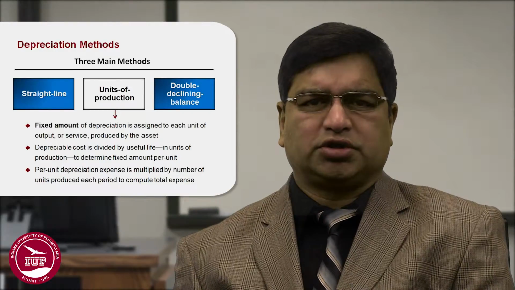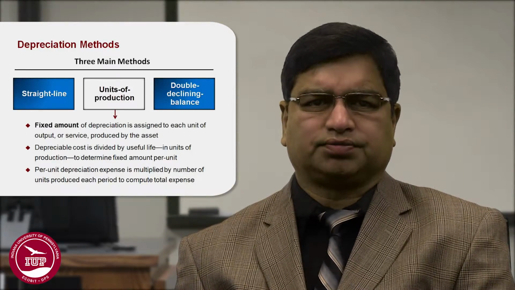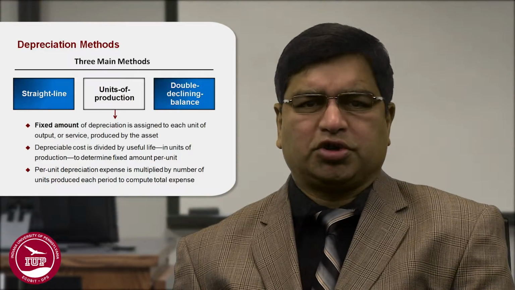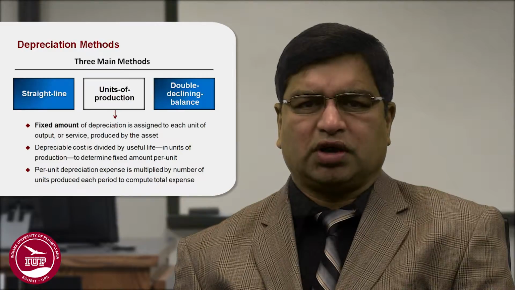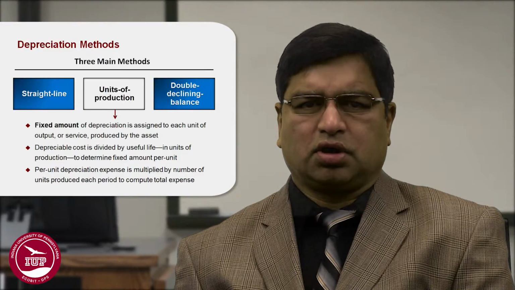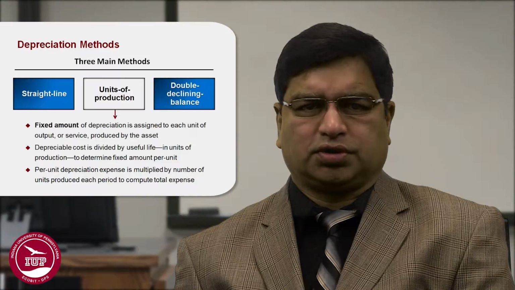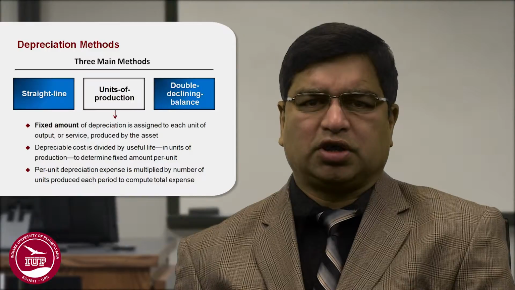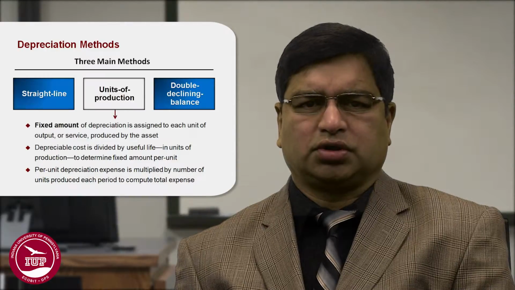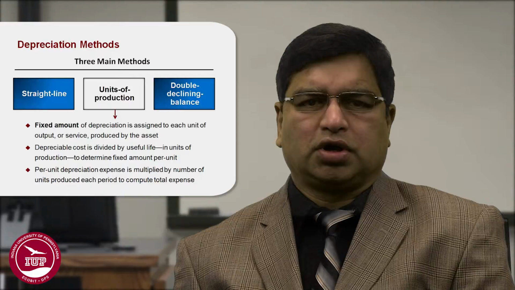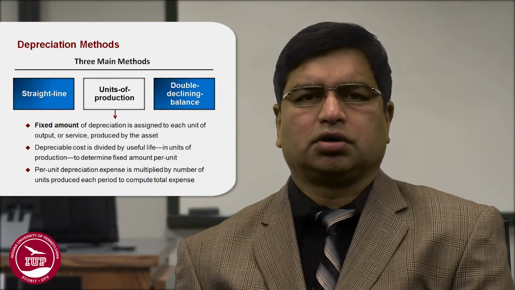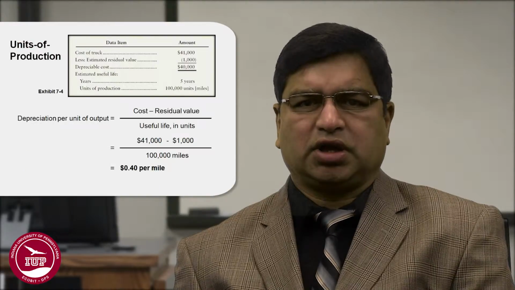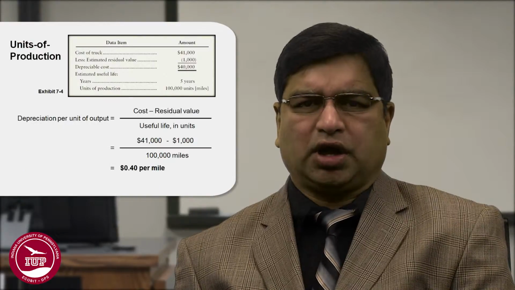Second method of depreciation is units of production method. Now, in this case, depreciable cost is divided by the useful life in terms of units of production to determine the fixed amount per unit. And then this per unit depreciation is multiplied by the number of units produced or number of units used during each period to compute the total expense for the period.